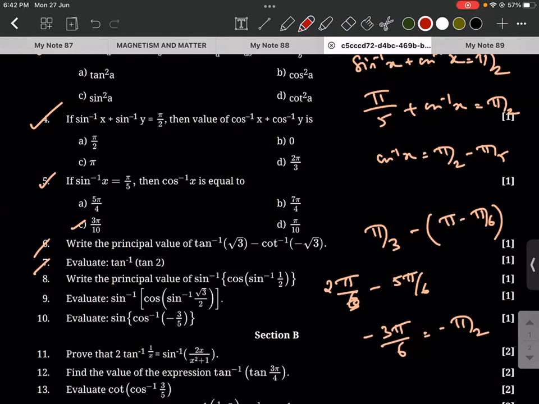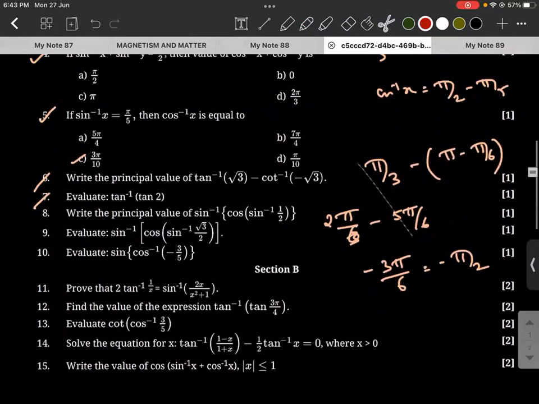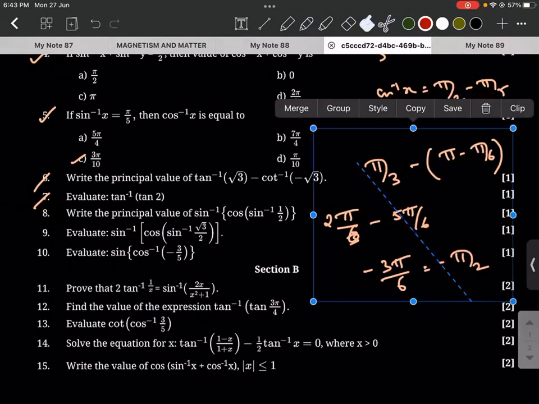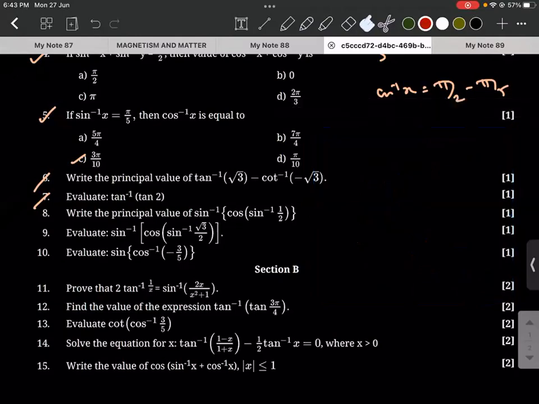So 5 minus 2 is what? Which quadrant does it fall into? Third or second? Then what are you supposed to write? Right? Tan inverse of 5 minus 2. Okay. But how?